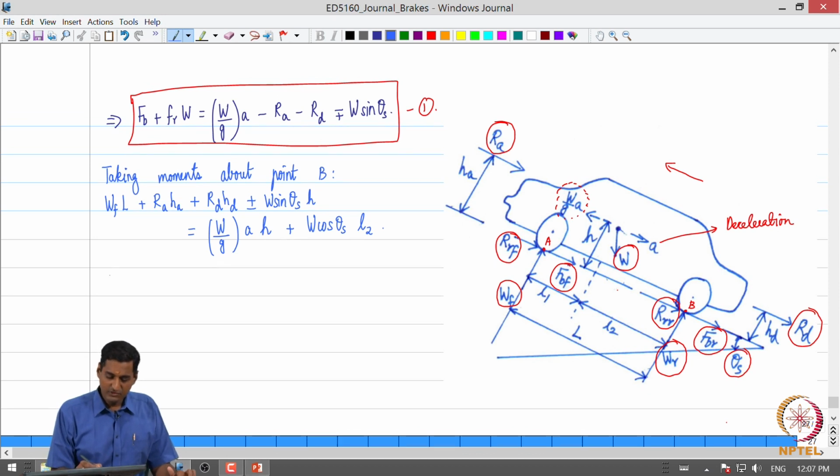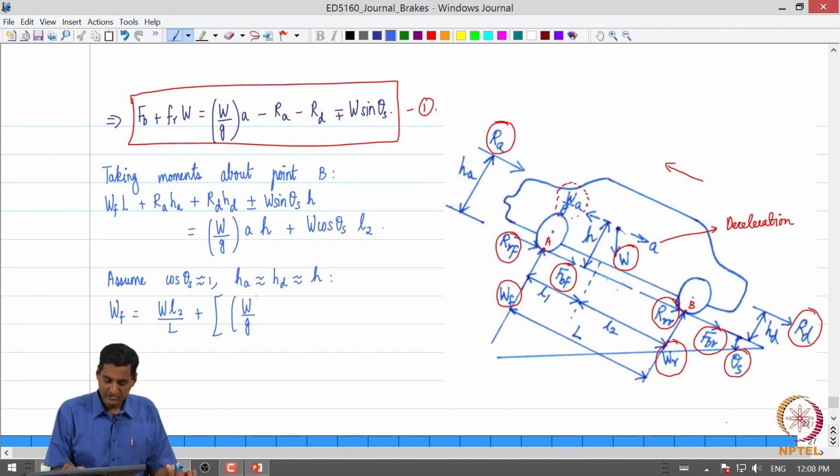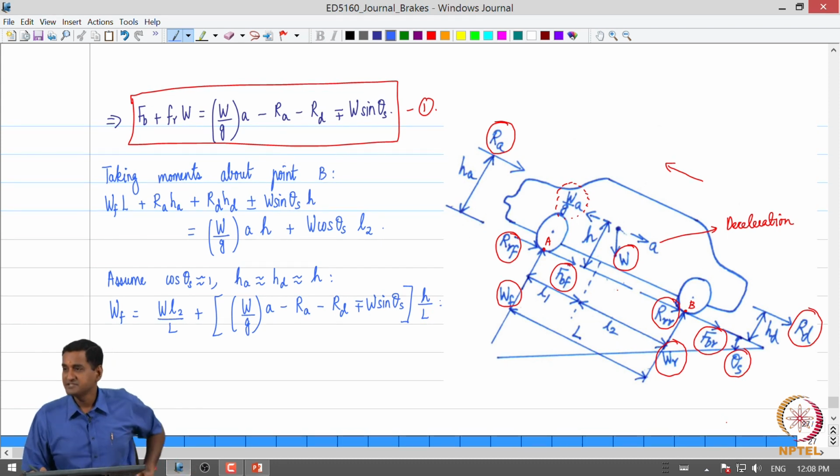So, we assume once again theta S to be small such that cos theta S is almost 1. We assume these values of HA, HT to be almost equal to H. Then what do we get? This results in WF being equal to WL2 by L plus, if we simplify and take terms to the same side, we are going to get W by GA minus RA minus RD minus plus W sin theta S times H by L. Okay. So, just rearranging the terms, right.